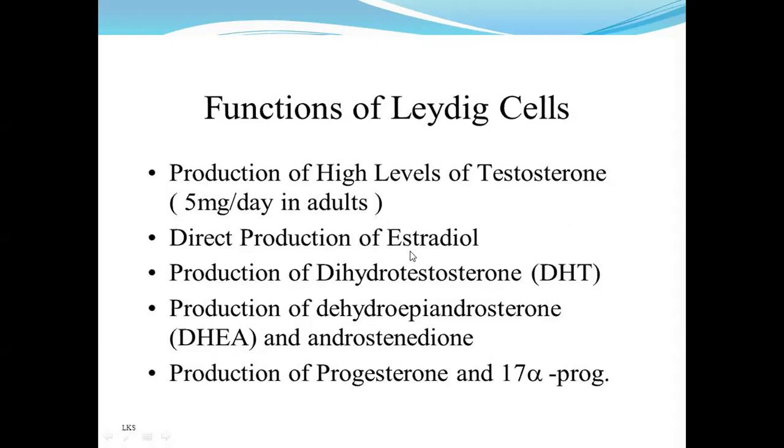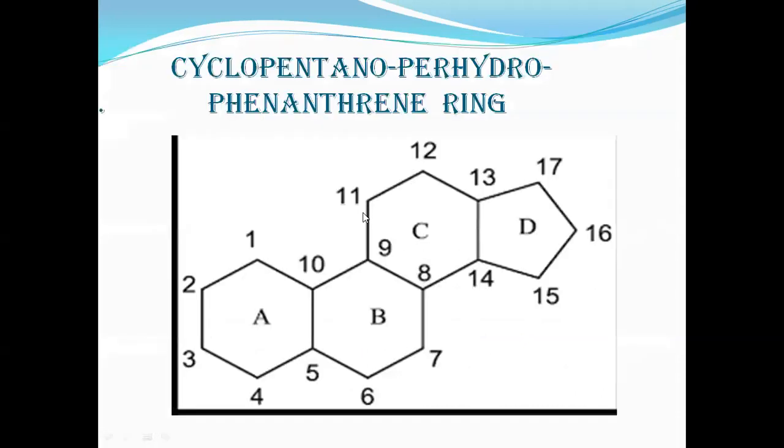Then there are the enzymes aromatase and 5-alpha reductase, which directly produce estradiol and dihydrotestosterone, though in very small amounts. And dehydroepiandrosterone, androstenedione, and 17-alpha progesterone are all the precursors of testosterone, which we are subsequently coming to.